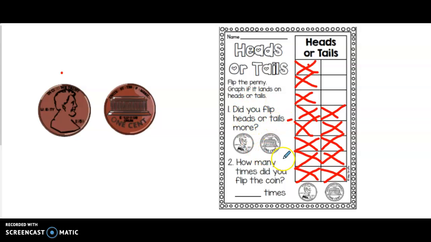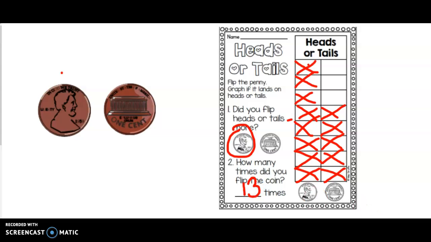Did you flip heads or tails more? Well, if we look at my graph, I see that the highest one is heads, so I will either circle heads or I can color in the penny with the heads. And then how many times did you flip the coin? Well, I can count 2, 4, 6, 8, 10, 11, 12, 13. I flipped the coin 13 times.